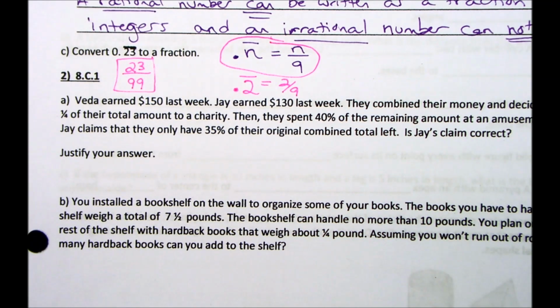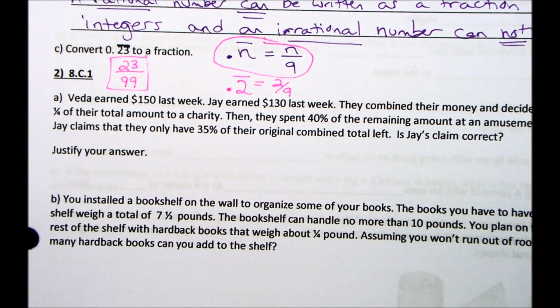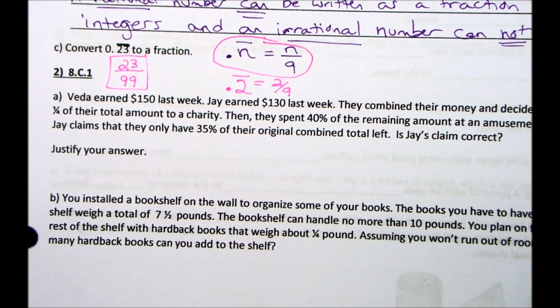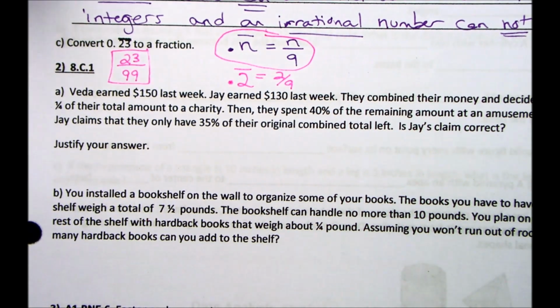All right. Number 2, letter A. Vita earned $150 last week, and Jay earned $130 last week. They combined their money and decided to donate a fourth of their total amount to a charity. Then they spent 40% of the remaining amount at an amusement park. Jay claims that they only have 35% of the original combined total left. Is Jay's claim correct?